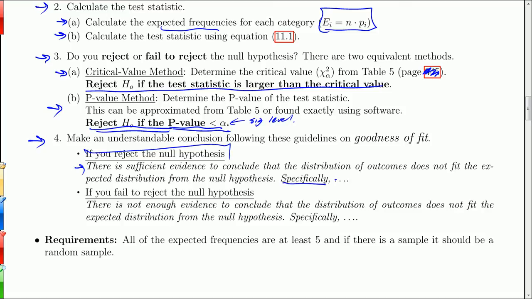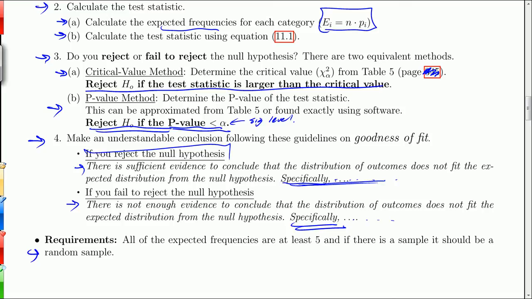And then specifically, you go into whatever the specific is, whether we're talking about dice or distribution of rainy days or whatever that is. So you want to clarify things after this sentence. If you fail to reject the null hypothesis, there is not enough evidence to conclude that the distribution of outcomes does not fit the expected distribution from the null hypothesis. Specifically, and then you give some of the details of the problem at hand.